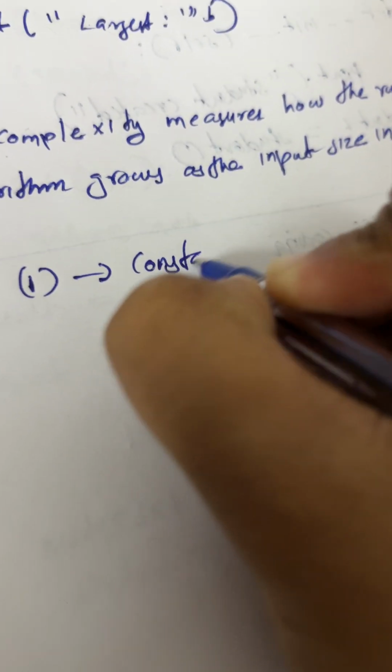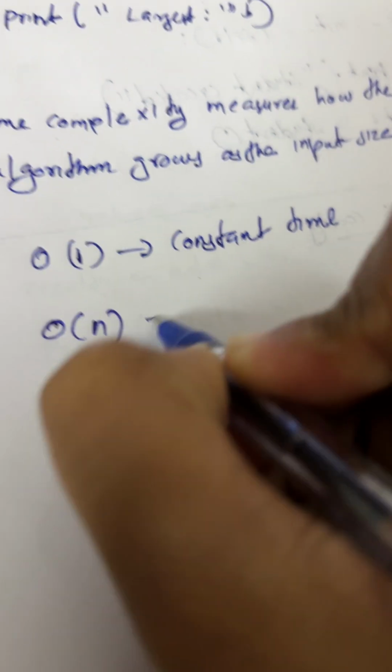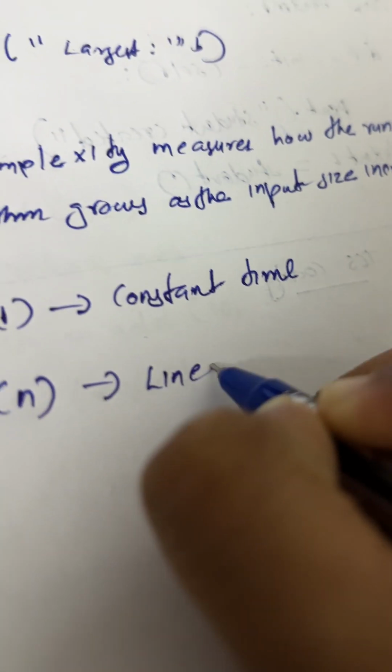O(1) is represented as constant time. Then O(n) is the linear time that I will explain.